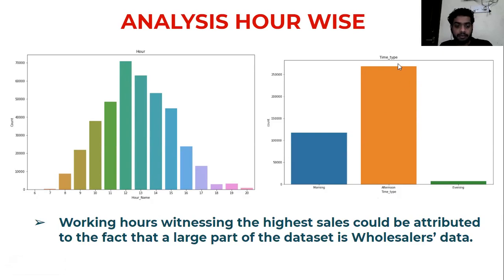It is basically from 11 to 15, that means from 11 a.m. to 3 p.m. Working hours witnessing the highest sales could be attributed to the fact that a large part of the data set is wholesaler data. It clearly shows that, because it did not reflect common people's behavior, that is they love shopping in the evening time.